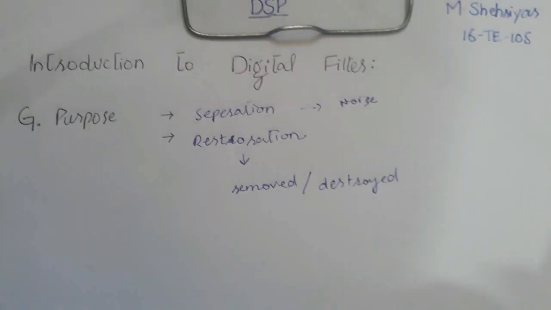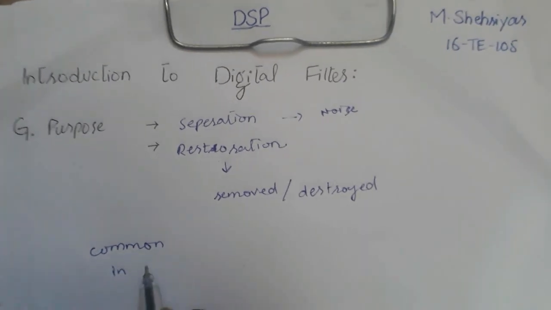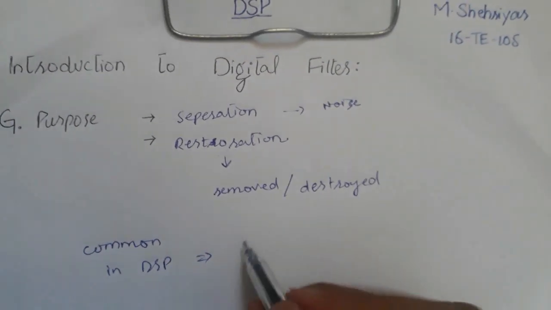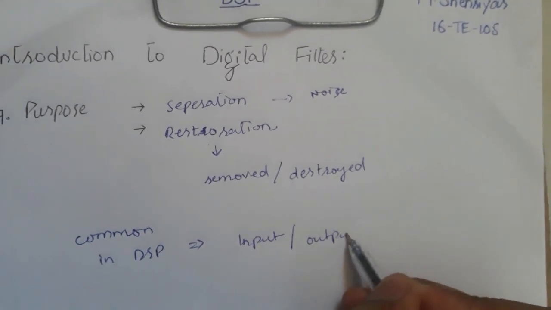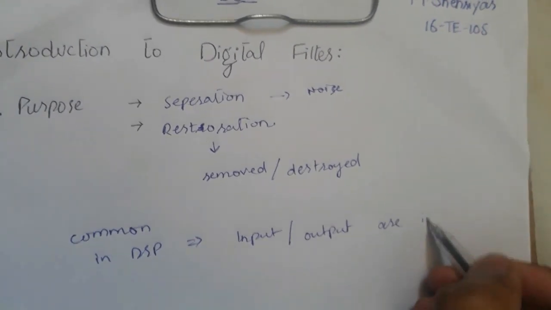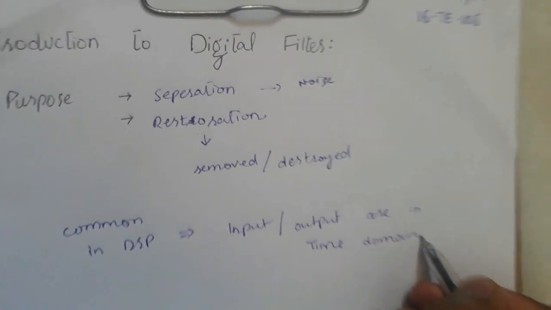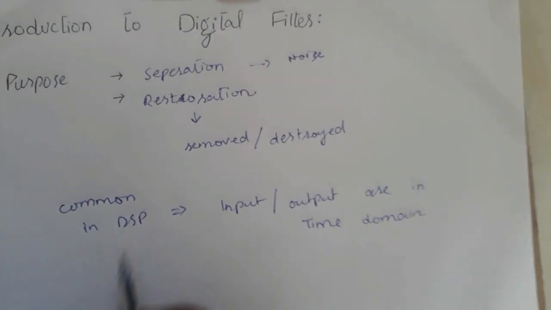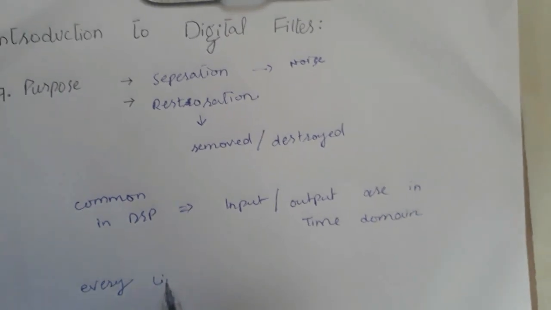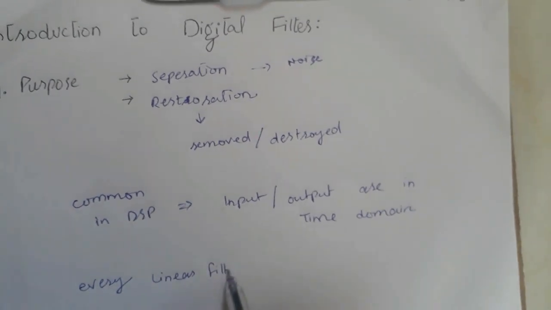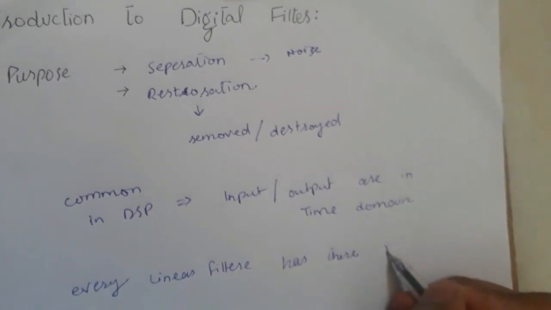So the common thing in DSP is that both the input and output are in the time domain. So every linear filter has three responses.